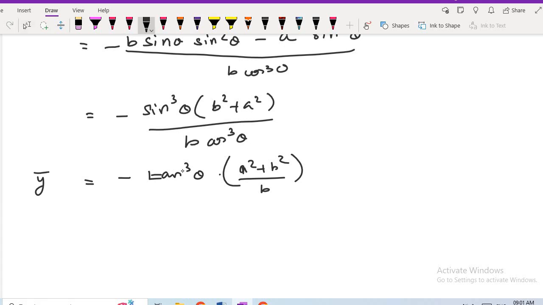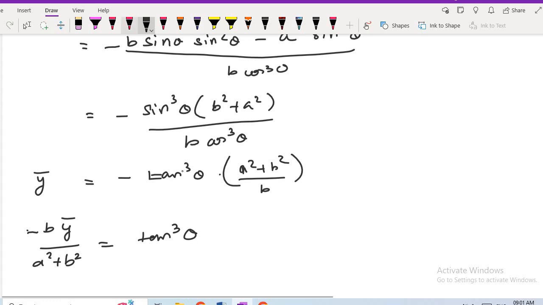But we need only tan cube this side. So remaining term, this minus also comes to this side. Minus b y bar divided by a square plus b square, which is equal to tan cube theta. So already we saw the result. This is equation number 2.